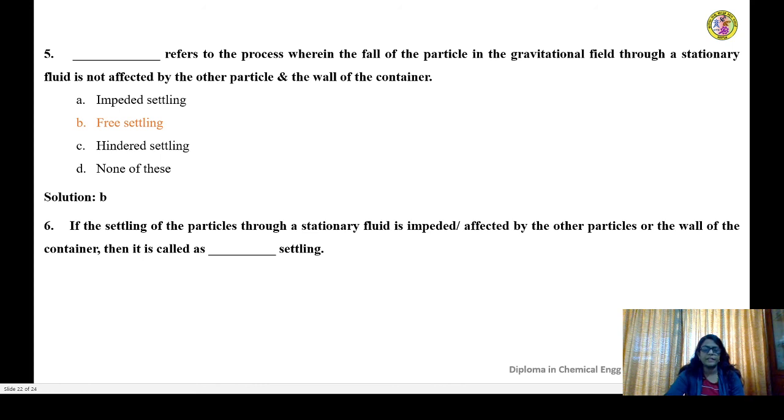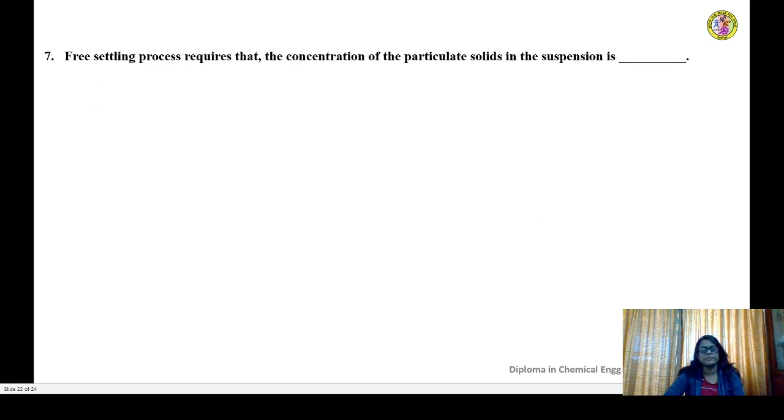So if the settling of the particles through a stationary fluid is impeded or affected by the other particles and the wall of the container, then it is called, is it free settling, is it forced settling, or is it called hindered settling, or is it called by any other name which is not mentioned in the first three options? So whenever a particle settling is impeded or affected by other particles and the wall of the container, we call that settling process the hindered settling process. So option C is the answer for this particular question.